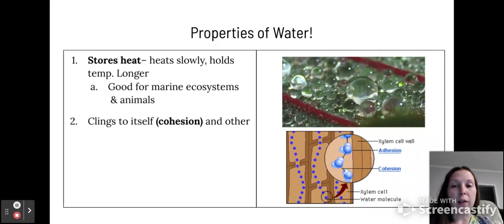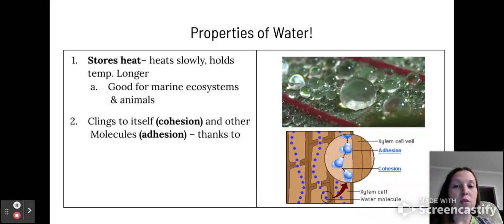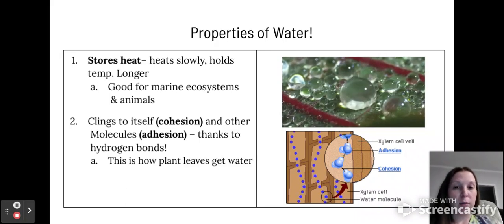We also know that water clings to itself, so clings to other water molecules. That's known as cohesion, which you can see here in this GIF, where the water droplet absorbs two other droplets. And it also clings to other surfaces or molecules, and that's known as adhesion. So adhesion is with other things. This is all thanks to hydrogen bonds.